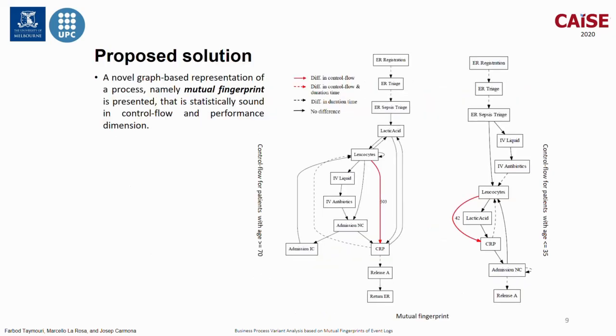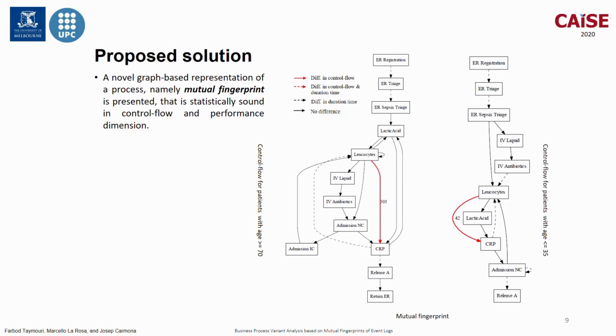In this work, we introduce a novel approach that is statistically sound in both perspectives, i.e., control flow and performance. We present a novel graph representation, namely mutual fingerprint, that shows the actual control flow from the beginning to the end in each process variant. This representation cannot be obtained by plain frequencies of events or arcs. Also, it can be annotated with other performance attributes. The following are mutual fingerprints for the sepsis variants, and one can easily see a clear difference between control flows.